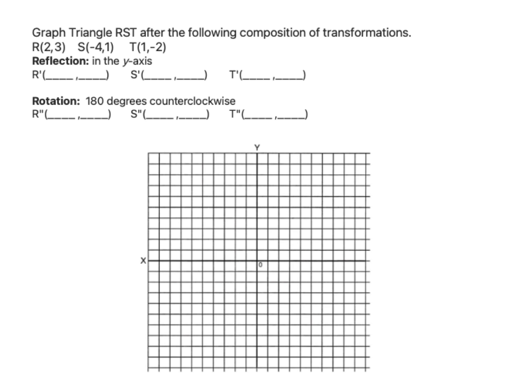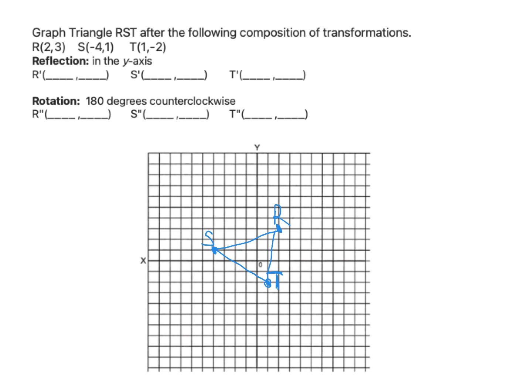So if we go ahead and just start by graphing triangle RST, R is at 2, 3. So let's go 2, 3. So there is R. And then S is at -4, 1. And T is at 1, -2. And the first thing that we are going to do is we are going to reflect it in the y-axis. Okay, so we did the reflections on Friday or last week.